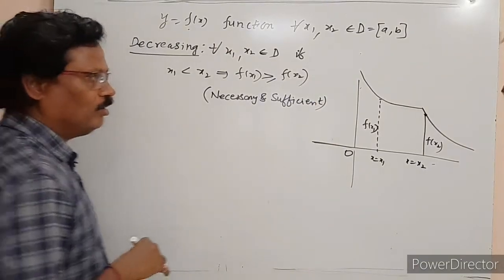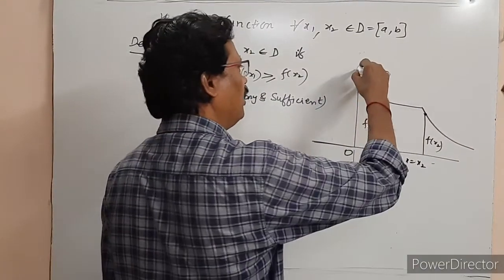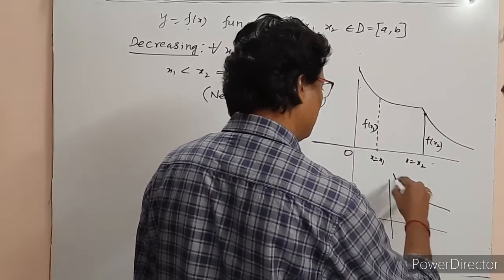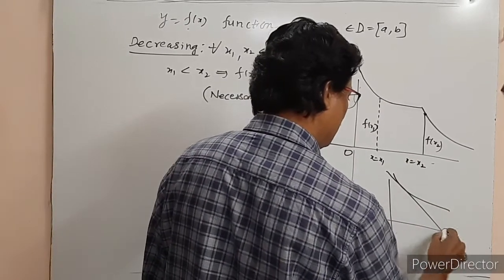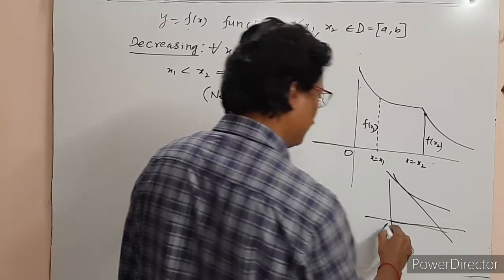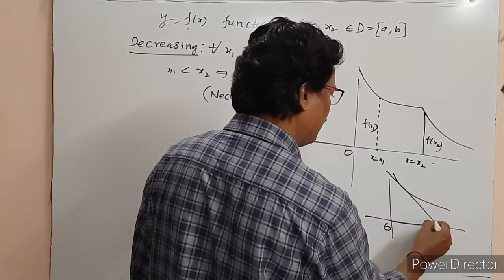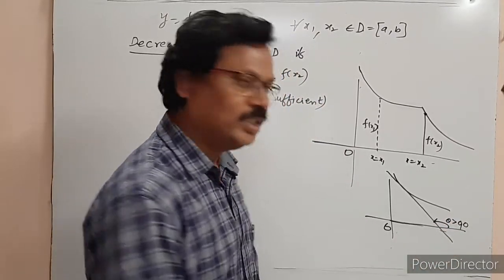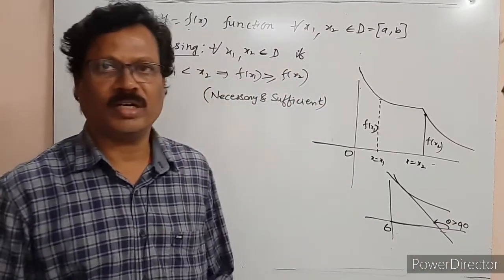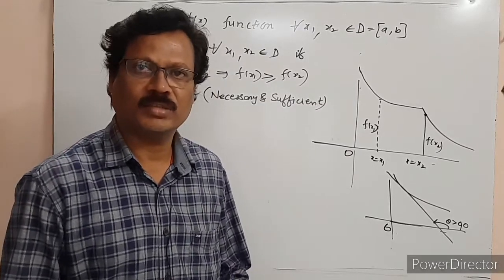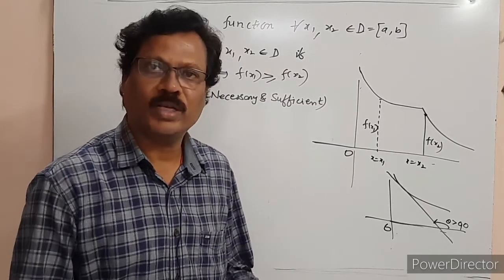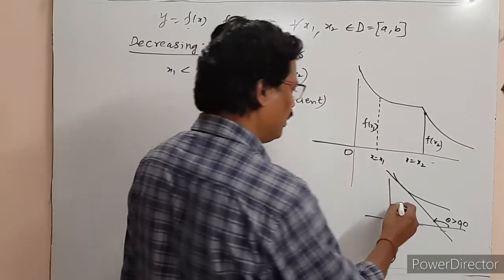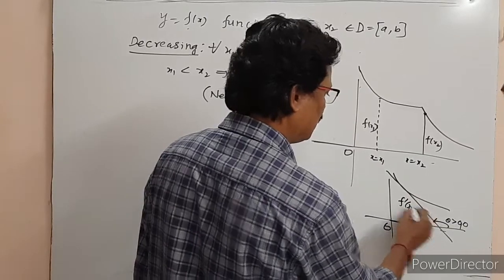Now, if you see the tangent slope, suppose I am drawing the tangent for a decreasing function. What is the inclination of this one? This angle is more than 90. Now, theta is more than 90, it is in the second quadrant. Therefore, tan theta less than 0. Tan theta means slope less than 0. Slope means f dash x. Therefore, f dash x is less than 0.